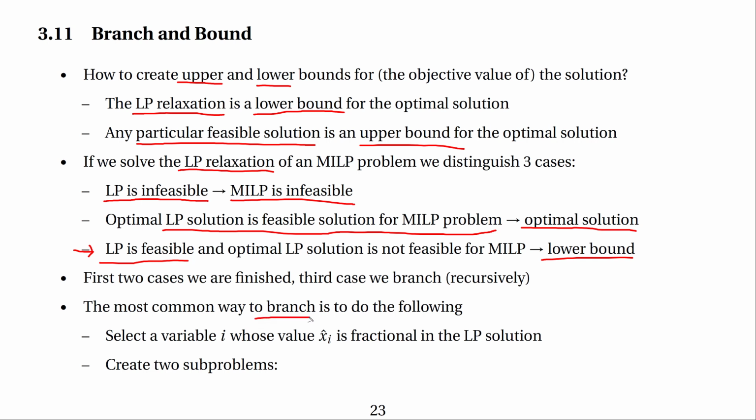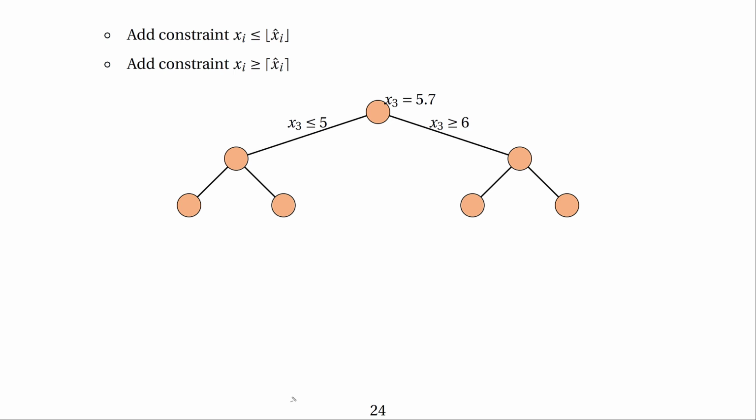The most common way to branch is to do the following. We select a variable i whose value x_i is fractional in the LP solution, and then we create two subproblems. We look at the value x_i hat, that is a real number, and then we round it down. And in the first subproblem, we add the constraint x_i smaller equal to what is rounded down. And then the second time we round it up, and we add a constraint x_i greater equal to this rounded up value.